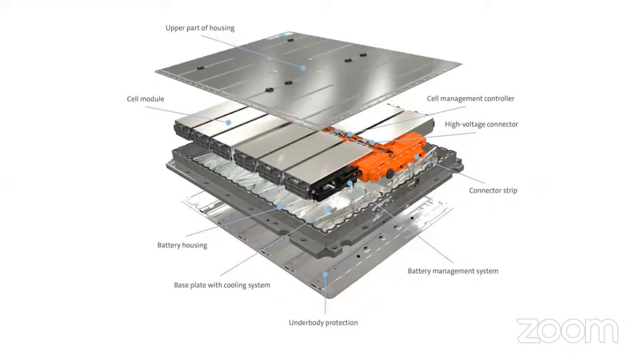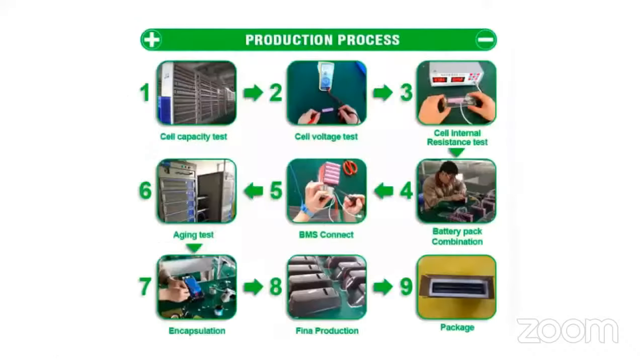If I tell you the basic components of the battery pack, you have the upper part housing, the cell modules, the battery housing, the base plate with cooling systems, underbody protection, and the battery management system. This is a very important part. This is the black one. The connector strips are there, the high voltage connectors are there, and cell management controllers are there. So these all are basic components of your battery pack.